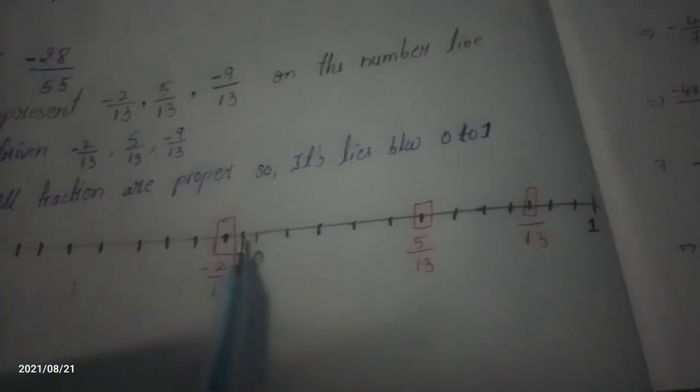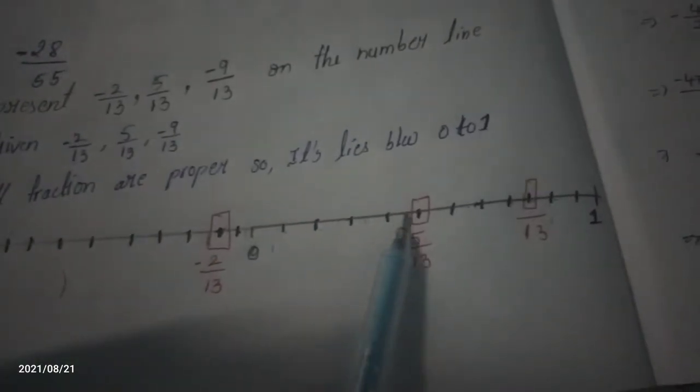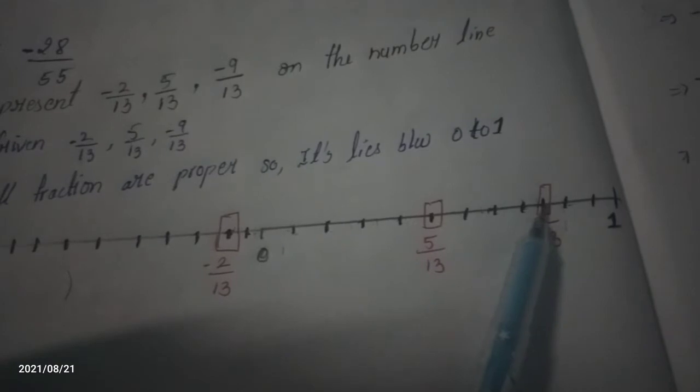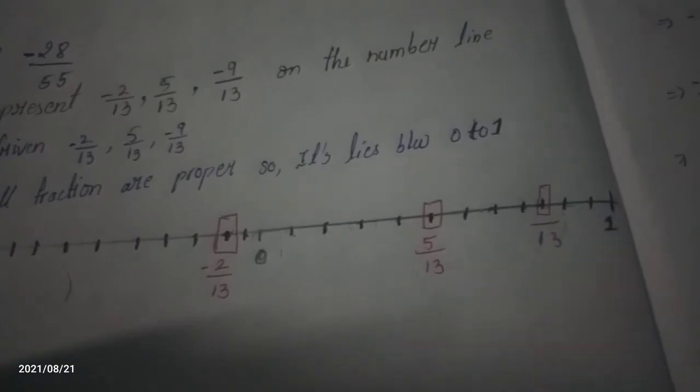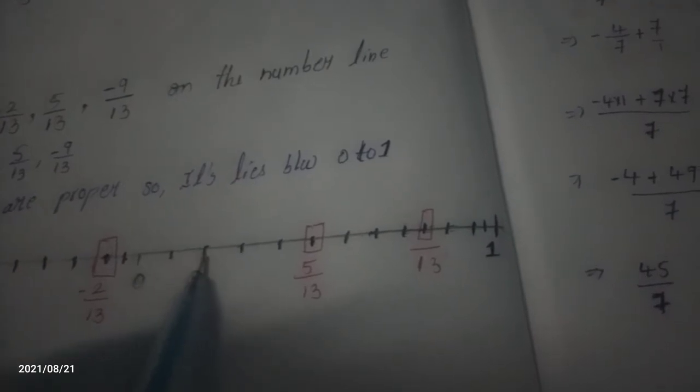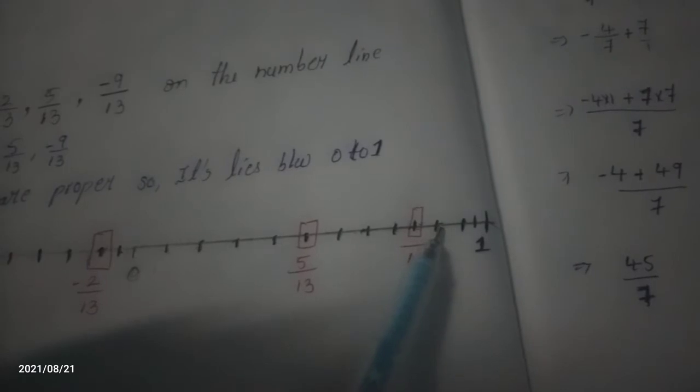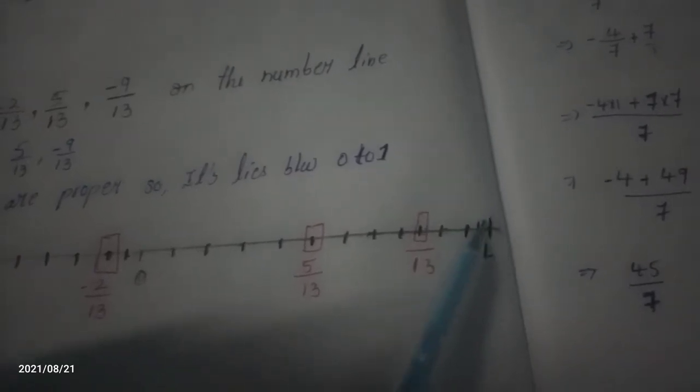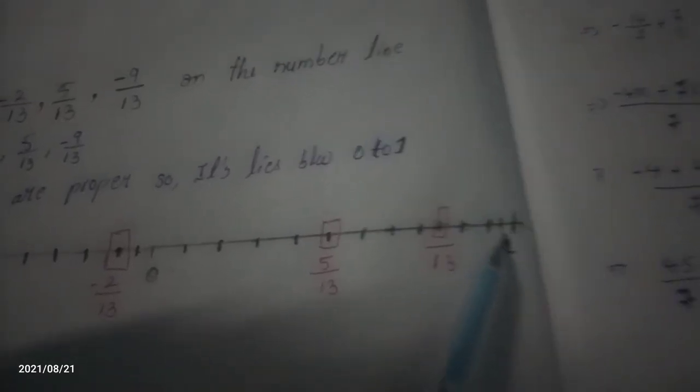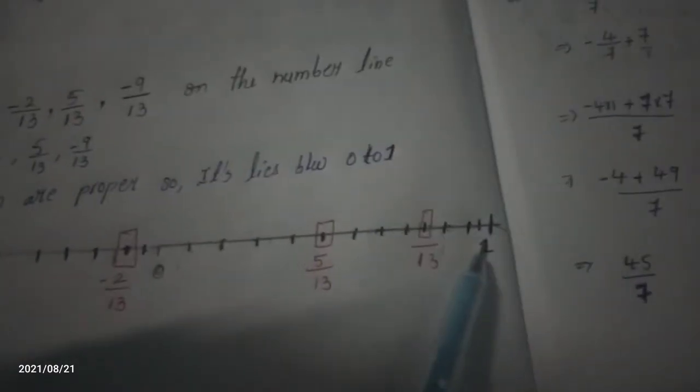Let's see, from 0: 1, 2, 3, 4, 5, 6, 7, 8, 9, 10, 11, 12. Count how many parts there are. From 0: 1, 2, 3, 4, 5, 6, 7, 8, 9, 10, 11, 12, 13. The last point we consider as 13.